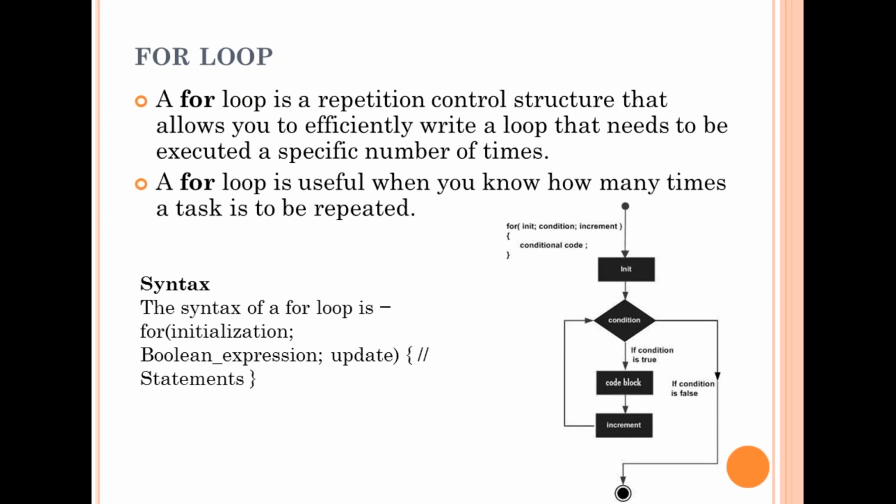After the body of the for loop gets executed, the control jumps back to the update statement. This statement allows you to update any loop variable values. This statement can be left blank with a semicolon at the end. The Boolean expression is now evaluated again. If it is true, the loop executes and the process repeats: body of loop, then update step, then the Boolean expression. Then after the Boolean expression is false, the for loop terminates.